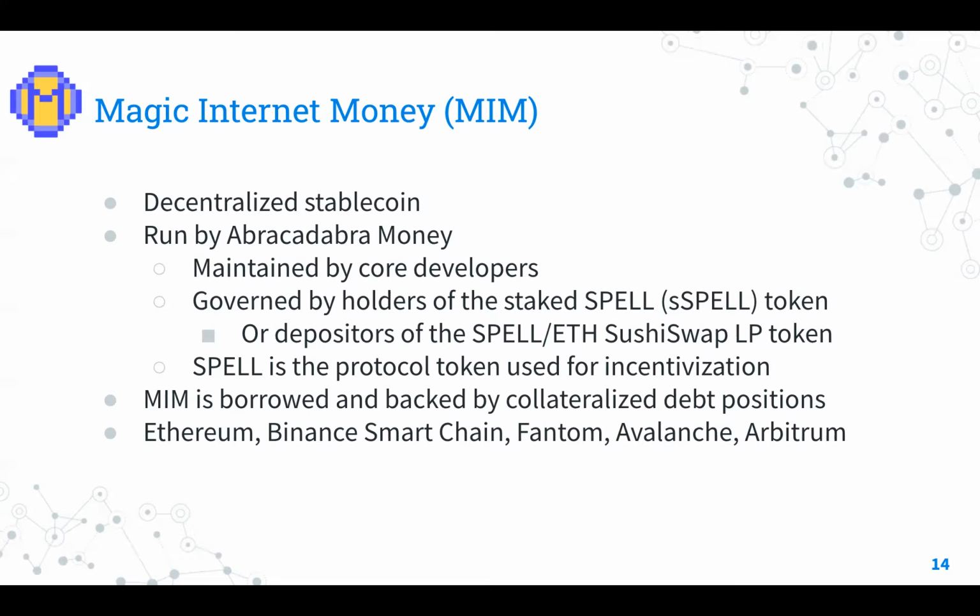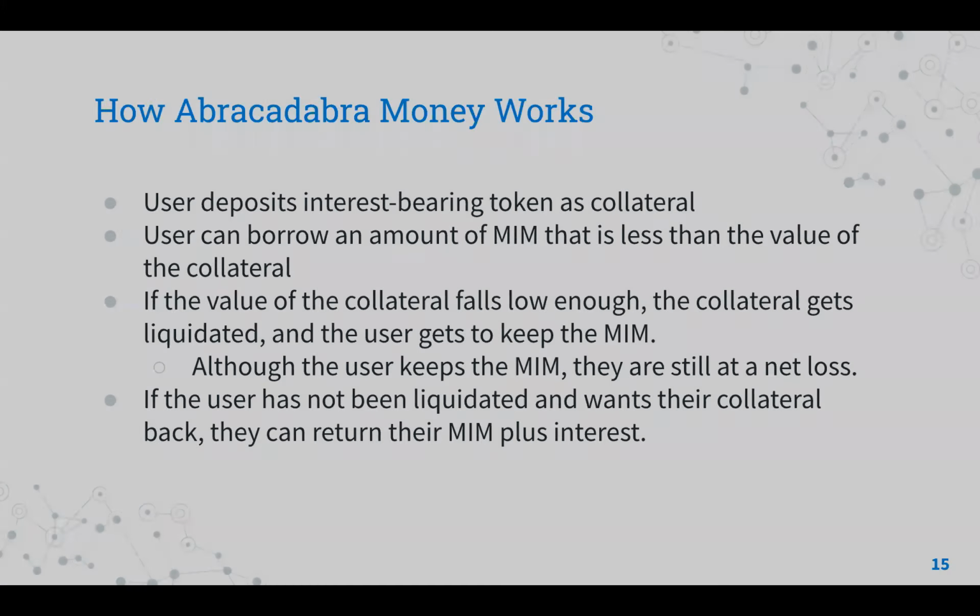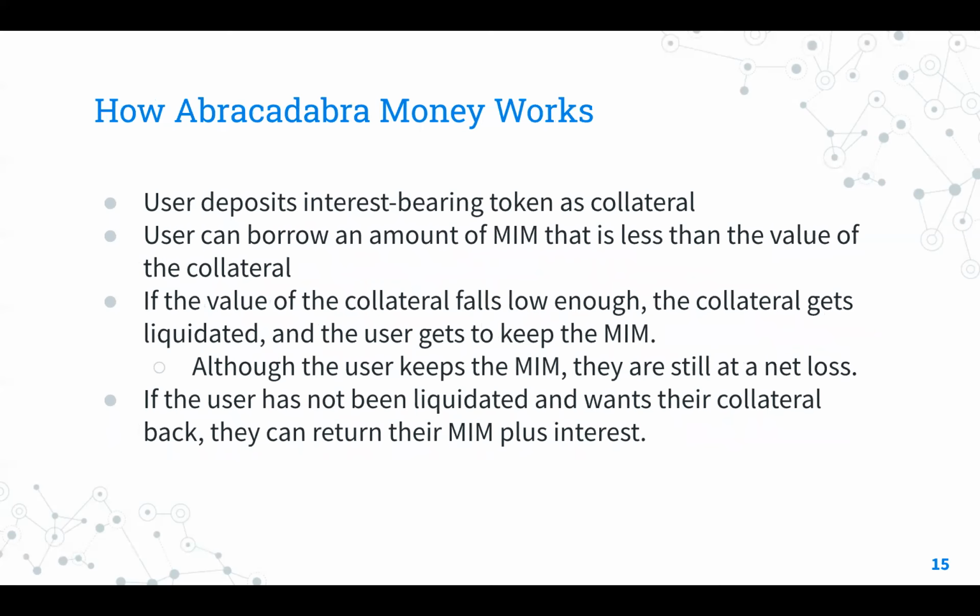And it's on a lot more chains than DAI is. It's on Ethereum, Binance Smart Chain, Phantom, Avalanche, and Arbitrum, and those are the official coins on those platforms, which is pretty cool. So how Abracadabra Money works: it's kind of the same thing, but users can only deposit interest-bearing tokens as collateral. That includes liquidity provider tokens, and stuff like Yearn Finance tokens.